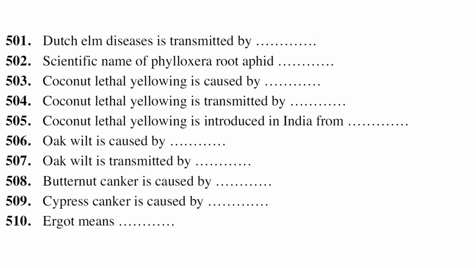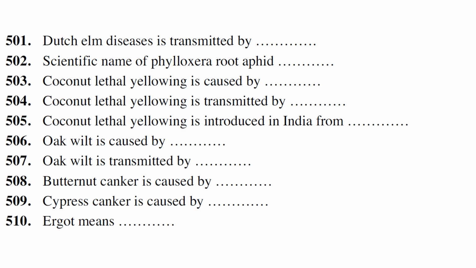This is an exact continuation of model paper 31. The last question, the 500th question, was: Dutch elm disease is caused by. Generally, Dutch elm disease is caused by Ophiostoma ulmi or Ophiostoma novo-ulmi, which we finished in the previous video.